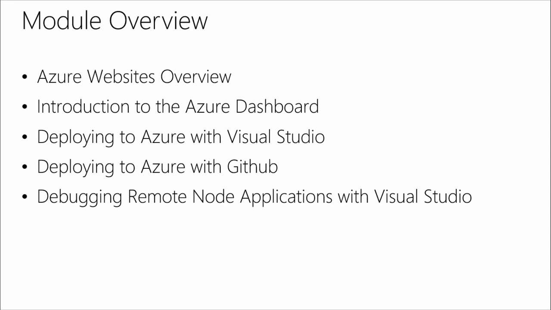We're going to talk about deploying to Azure with Visual Studio, deploying to Azure with GitHub. We'll show an example of that already going. And then debugging remote Node applications with Visual Studio. So how do you debug something when it's already up and in production? And oh no, what do I do? How do I fix this? That's usually what happens, right? You get an email or something, it's broken. How do I fix this? So that's what we're going to work on.